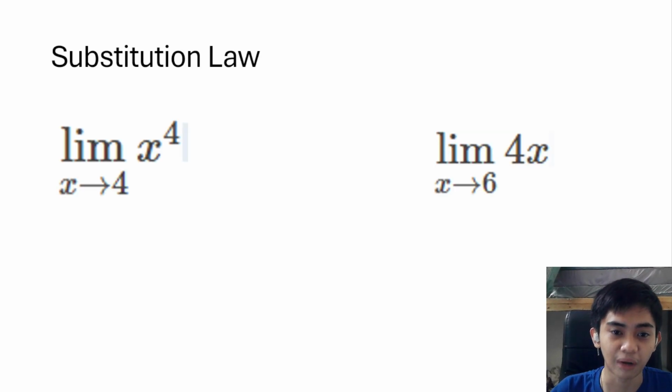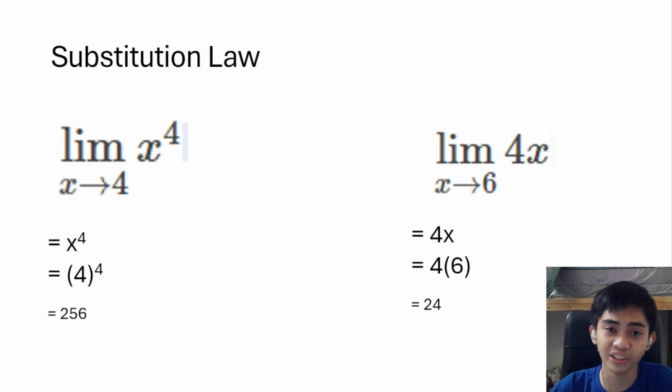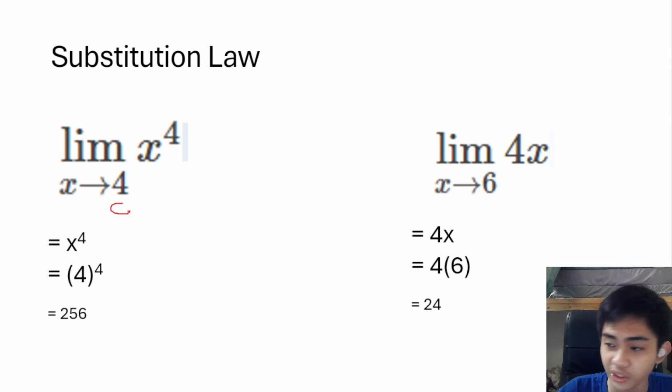The limit of x to the power of 4 as x approaches 4, and the limit of 4x as x approaches c. We solve it like this. Basically, we substitute c to x and we can solve the limit. So as you can see in here, this is c, and we substitute the x with the c. So as you can see here, the x turned into the 4. And then this is 4 to the power of 4, which is 256.